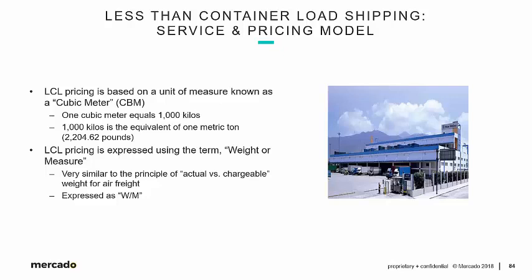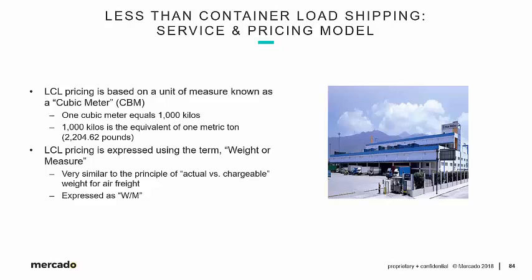Kilos is about weight. CBM, the expression CBM, provides us with a unit of measure that when multiplied by the LCL charge, weight or measure as it's called, gives us a simple answer. We'll talk more about that in upcoming slides. As a brief aside, just to remind ourselves, 1,000 kilos is the equivalent of 1 metric ton, or the equivalent of 2,204.62 pounds.